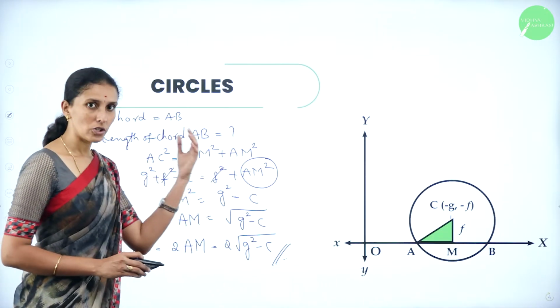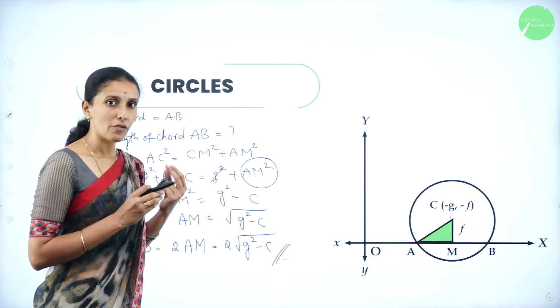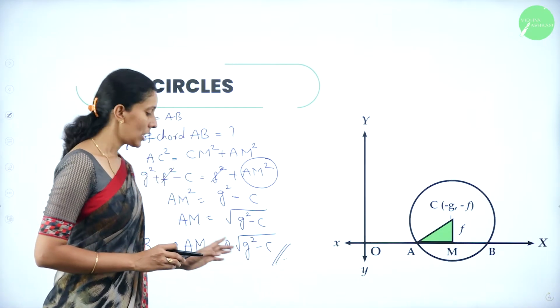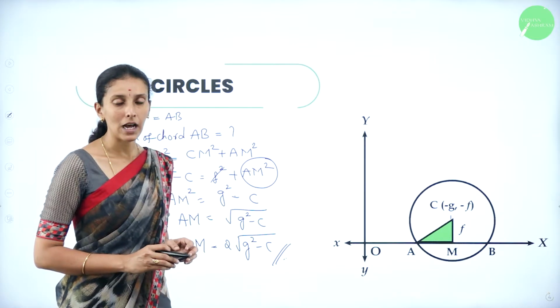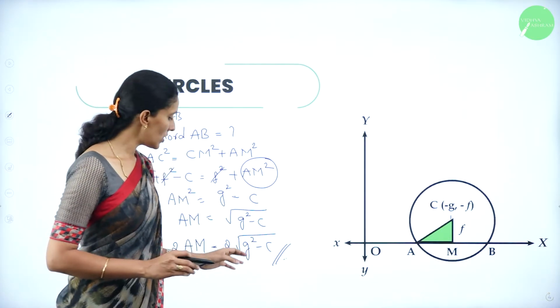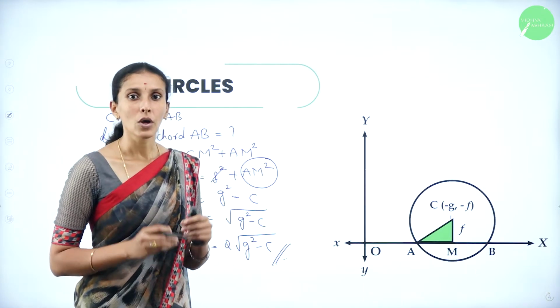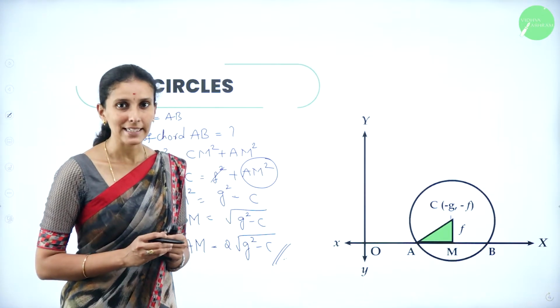So, whenever the equation of the circle is given, just find 2 parameters. One is g, the other is c. Then substitute in the formula 2 into square root of g square minus c. You will get the length of the chord which lies on the x-axis.